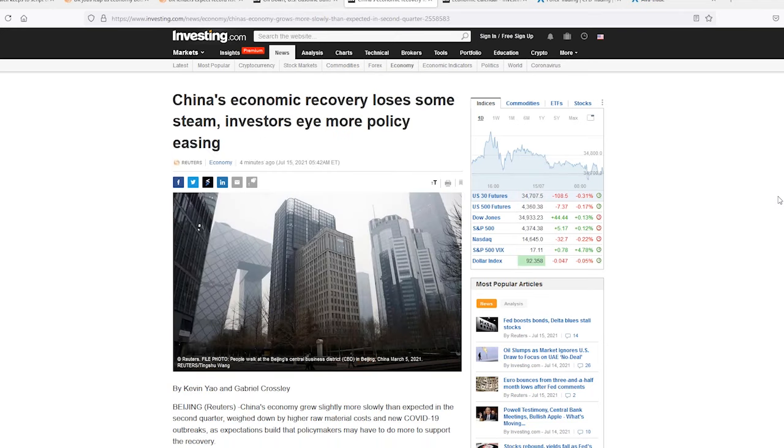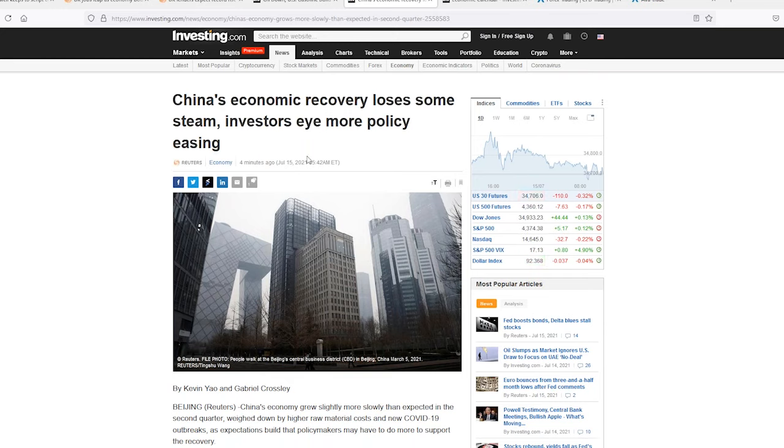Here's an example of what could happen if stimulus measures are pulled away too soon. And maybe Powell in the U.S. is using this as an example of what not to do. Why he's saying he's not going to cut back on stimulus measures yet, even though inflation is higher than is ideal. The U.S. dollar is weakening quite a bit. Why are they still keeping the stimulus measures in place?